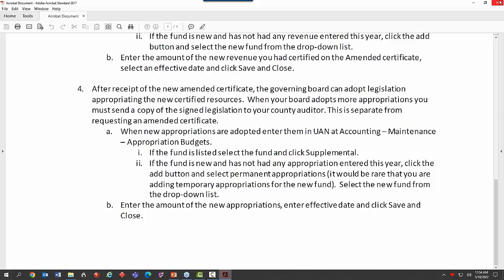So the New Money Quick Guide just lays out the steps. It doesn't really do anything except remind you, oh, I need to get an amended certificate. I need to put in a revenue budget. My board has to adopt appropriations. I have to put in an appropriation budget. And then I can do a purchase order and we can spend the money.